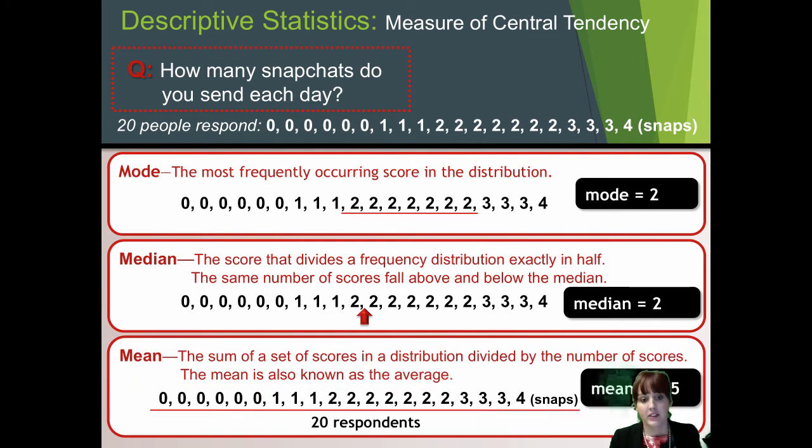And then your mean. This is when you would add all 20 scores up and then divide them by 20, the total number of scores that you took in. And your mean is going to be 1.5. Notice that it is slightly below the mode and the median, but they're all very similar. It's very, very close.